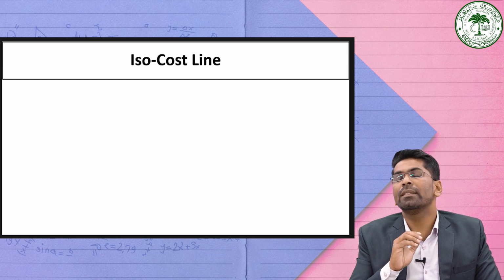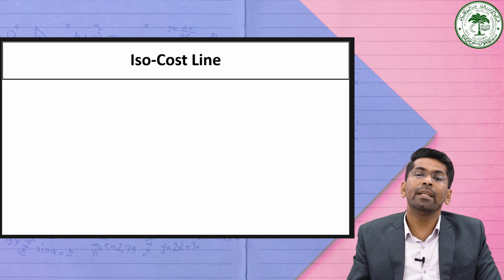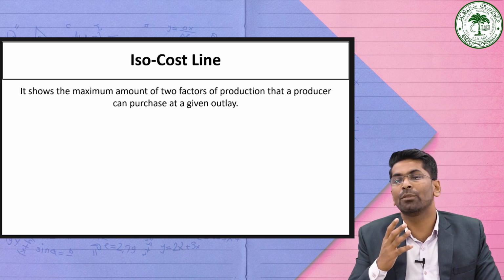But the difference here is that we are concerned with the total expenditure or total outlay of the producer, and instead of the commodity, we are considering the bundle of the factors of production.